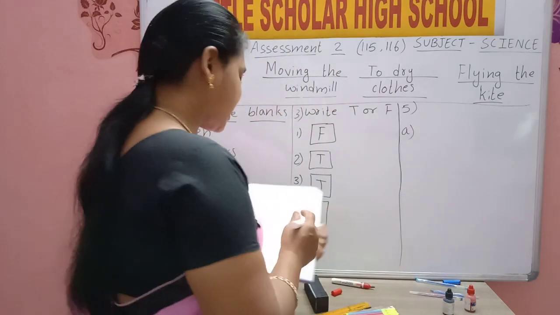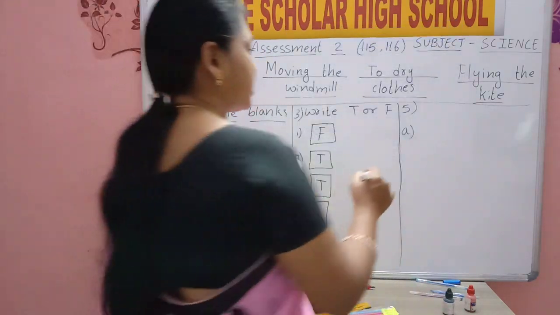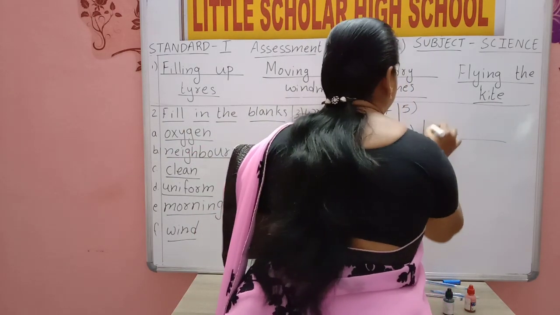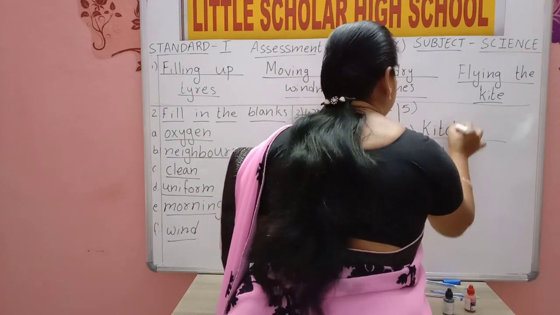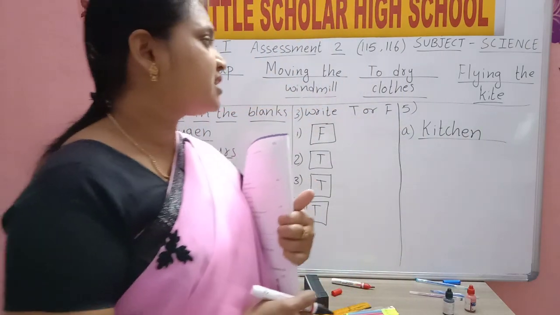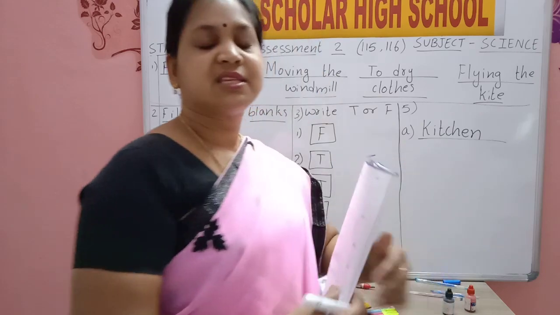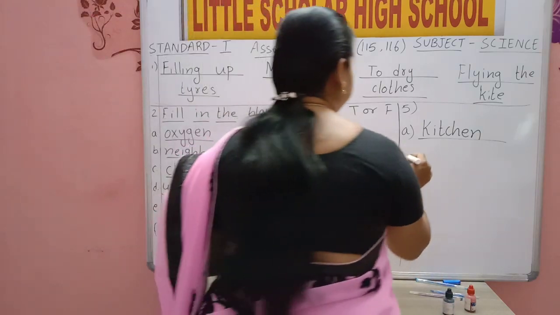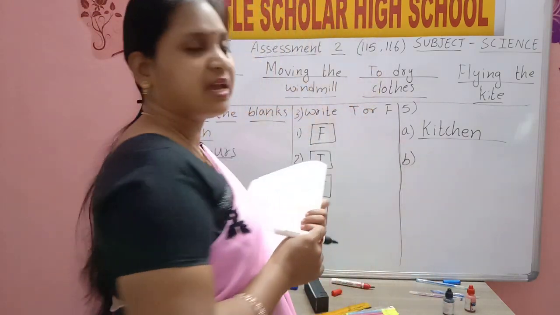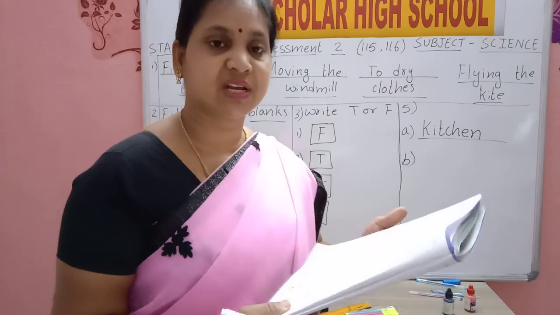So write the first dash. Here 3 dashes are given. Yes, write it in these dashes. K-I-T-C-H-E-N, kitchen. Finish.